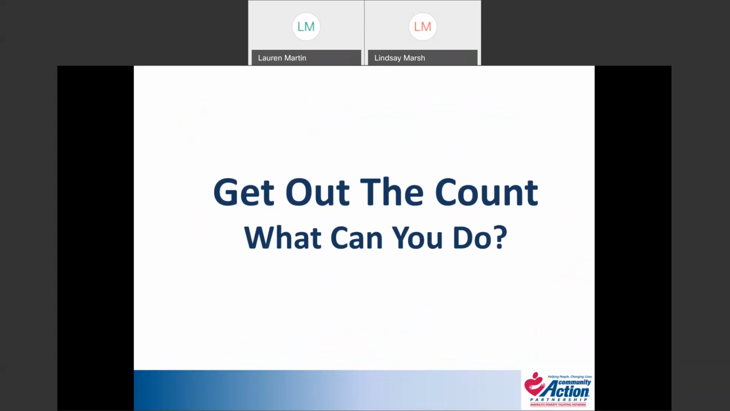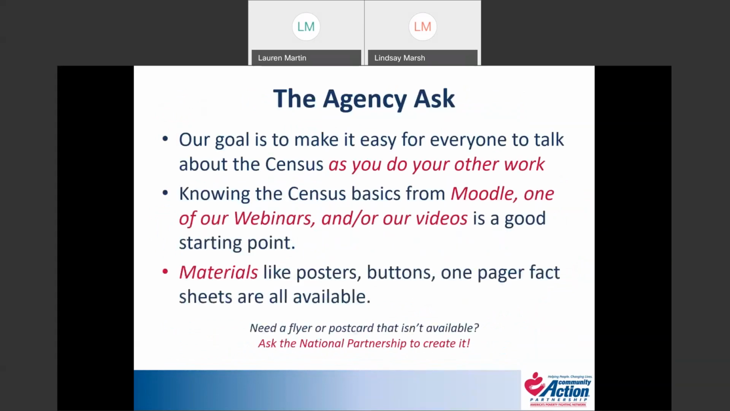So with all of this, how can you help? As I mentioned, the goal has been to make this crucial work easy for all of our agencies to implement. Our ask is that your agency engage and talk to customers about the census. For example, when talking to a customer about the form they came in to talk about that day, once you've finished that business, ask if you can talk about one more thing.